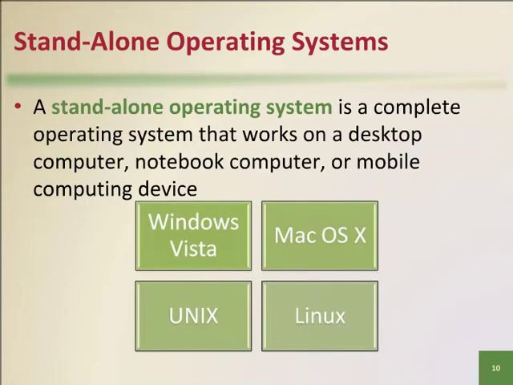There are three categories of operating systems. The first one is the standalone operating system. This is a complete operating system that works on a desktop, notebook, or mobile computer.